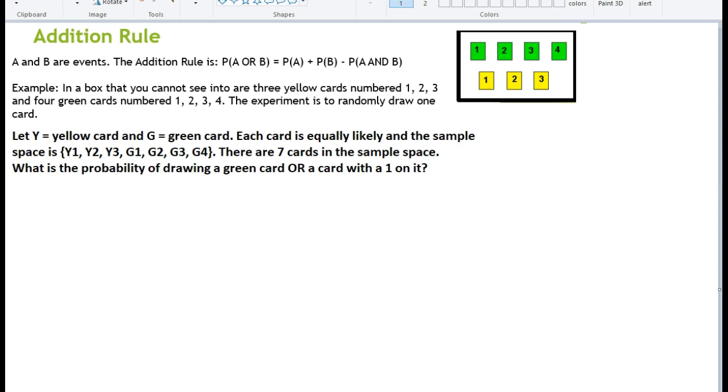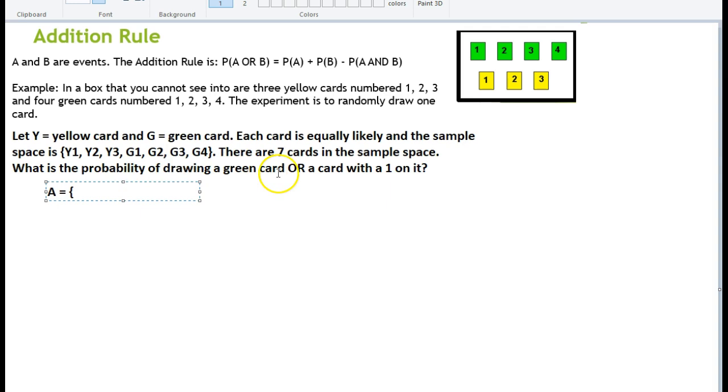They want us to answer what's the probability of drawing a green card or a card with a 1 on it. So this is the addition rule, and this is the equation we're going to use to solve this, and we are going to systematically work through this problem. So the first thing, we're going to find what A is. A in this case is drawing a green card. Here are our green cards. B is a card with a 1 on it. So we have a yellow and a green.